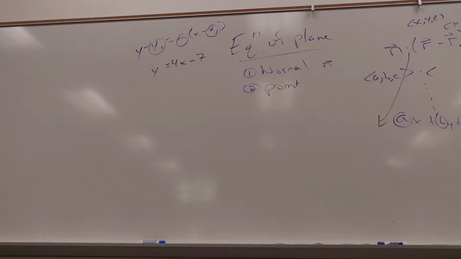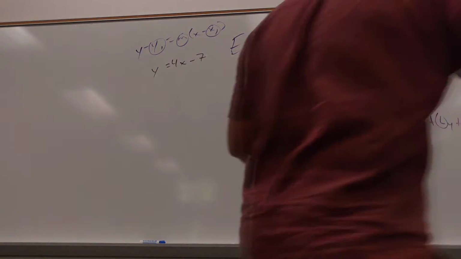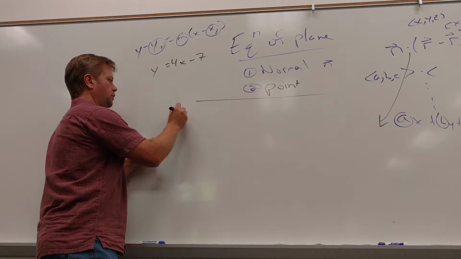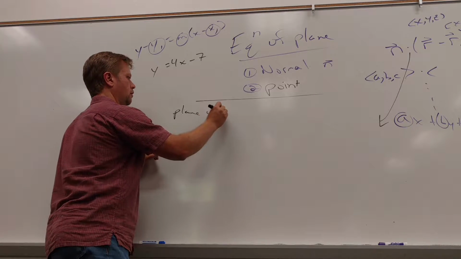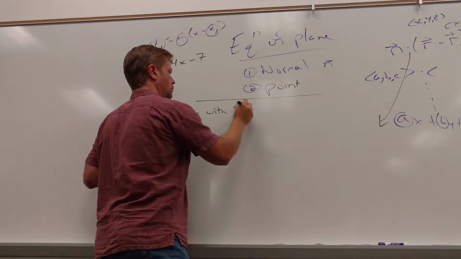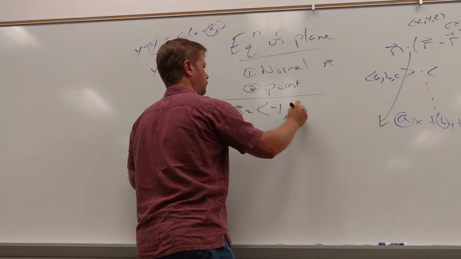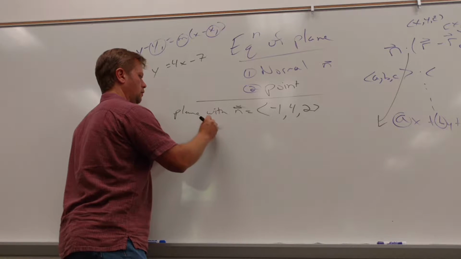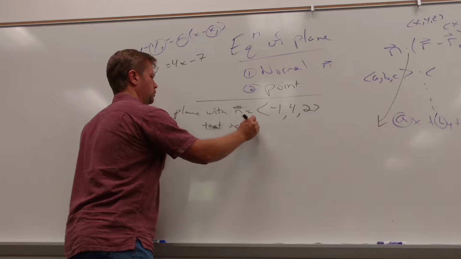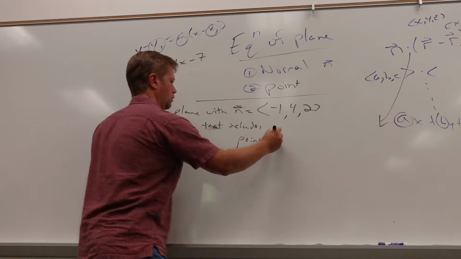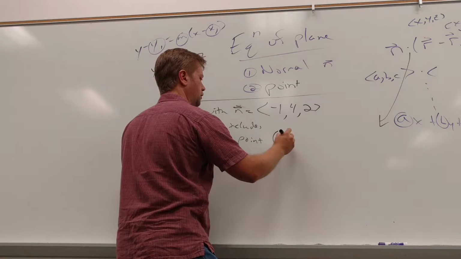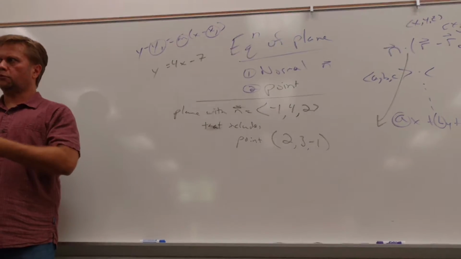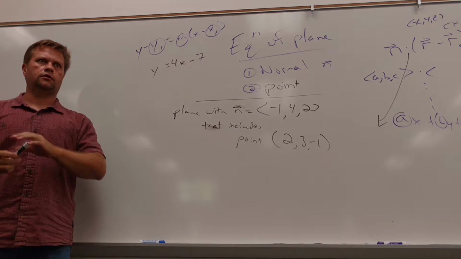So now a really good question would be, okay, how would you work a problem like that? Let's see if you guys can do this. I'm not going to give you 24. Let's say I have the plane with normal vector n equal to -1, 4, 2, that includes the point... What you got, Jeff? I don't know. 2, 3, -1. Can you come up with the equation of that plane?